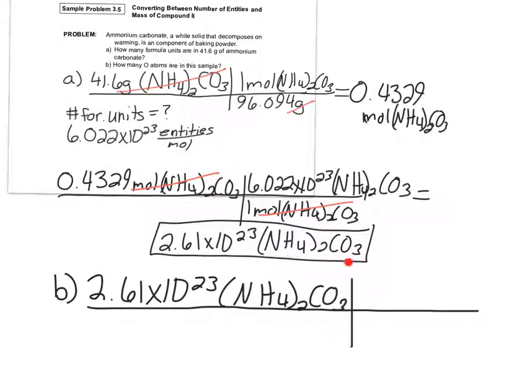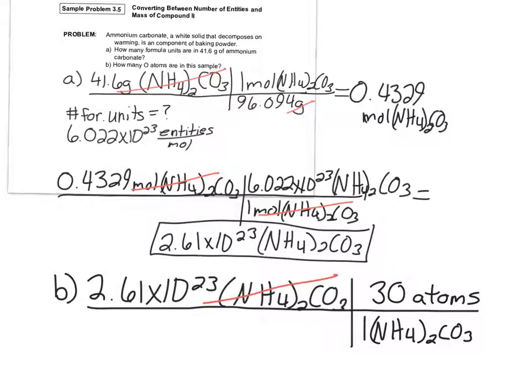The chemical formula can also be used as a conversion factor. If I'm just looking at this chemical formula, for every 1 ammonium carbonate, I have 3 oxygens, right? That subscript tells me I have 3 oxygens. So I'm going to use that as my conversion factor. For every 1 ammonium carbonate, I have 3 oxygen atoms. That's not 30, that's an O, that's the symbol for oxygen. So let's do our units. I've got that canceling with that, and I'm going to be left with units of oxygen atoms.